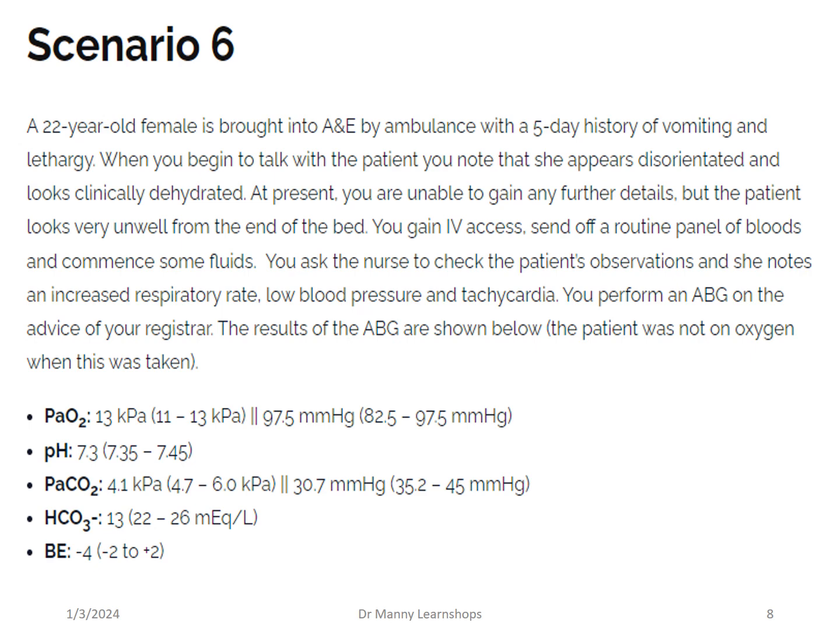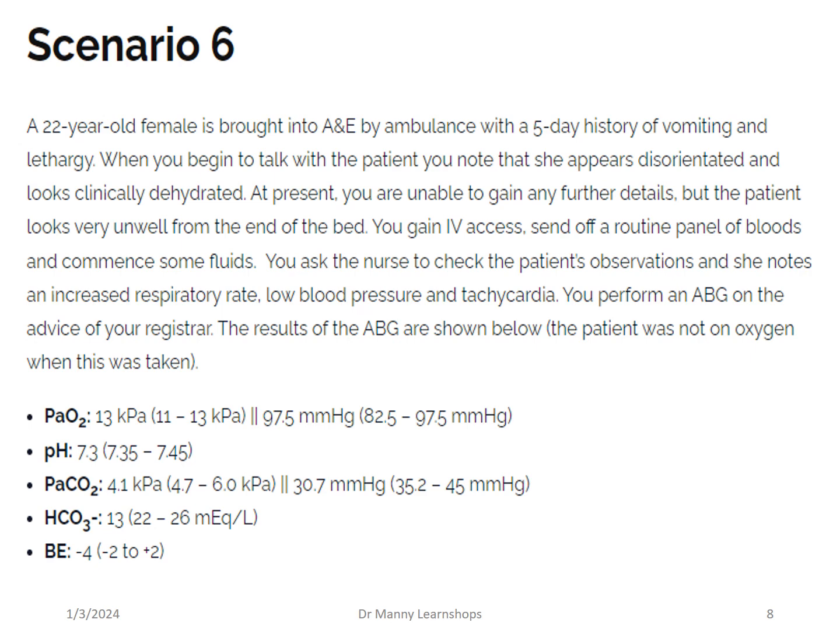bed. You insert an IV cannula. You send off a routine panel of bloods and commence some fluids. You ask the nurse to check the patient's observations, and she notes an increased respiratory rate, low blood pressure, tachycardia. You perform an arterial blood gas on the advice of the doctor, and the results of the blood gas are shown below. And note again, the patient was not on oxygen therapy when this blood gas was taken.